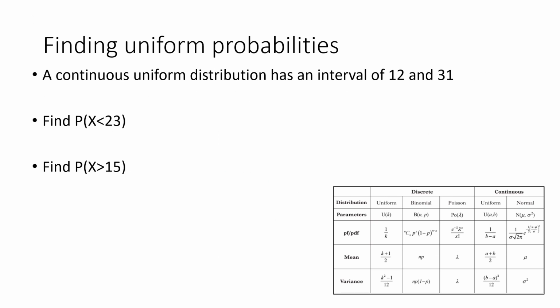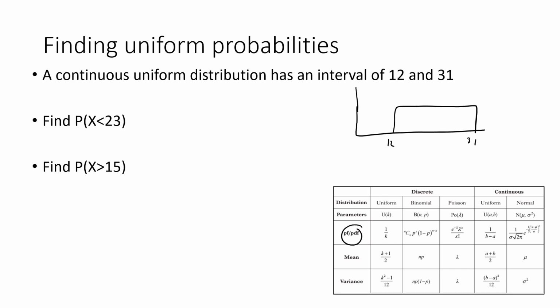Now let's find probabilities using a continuous uniform distribution. In this question, the continuous uniform distribution has an interval of 12 and 31, and we have to find the probability of x being less than 23. What I like to do first is draw the distribution. So something like 12 and 31, something like this. First we need to find this y value here, and this y value is the same as the probability density function.